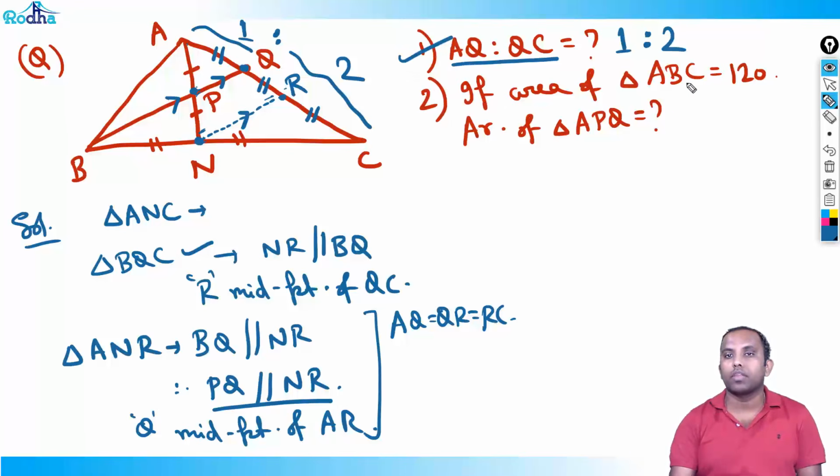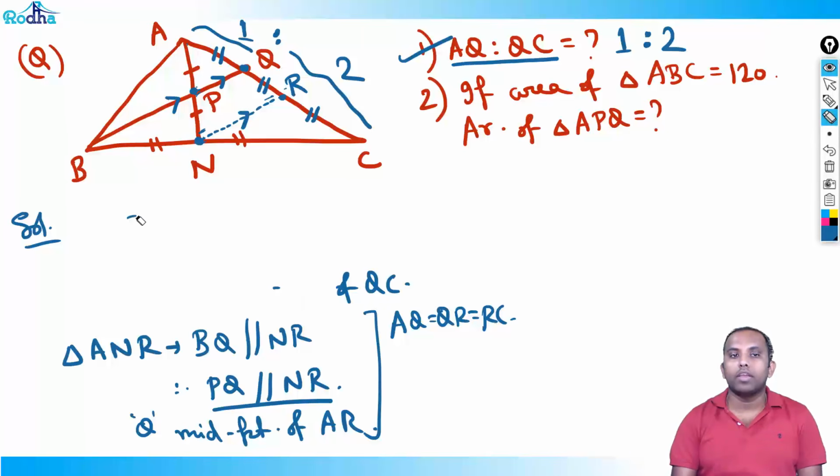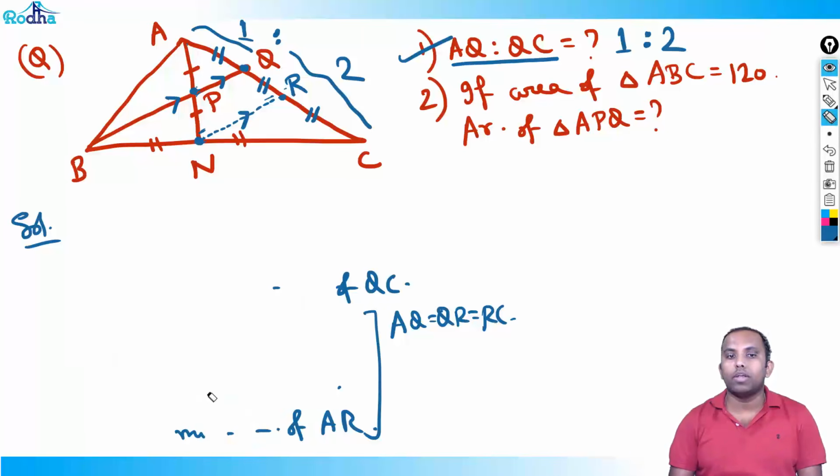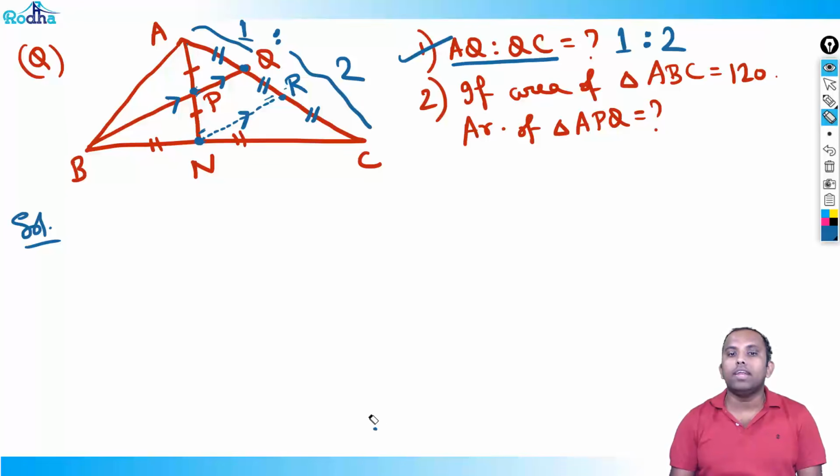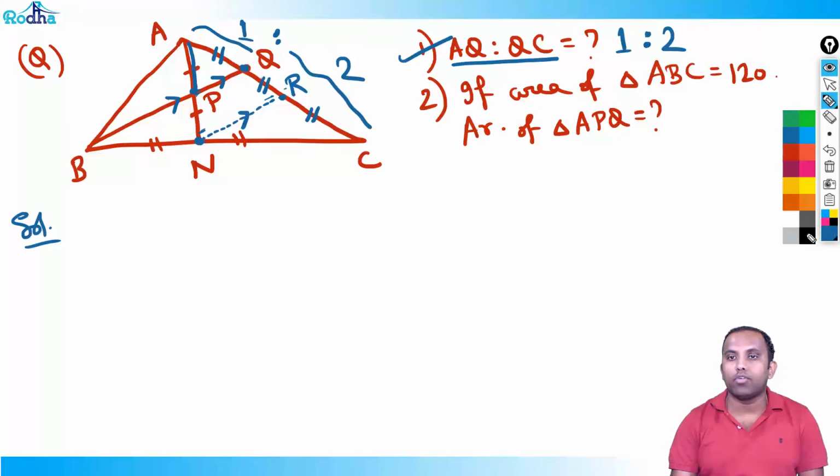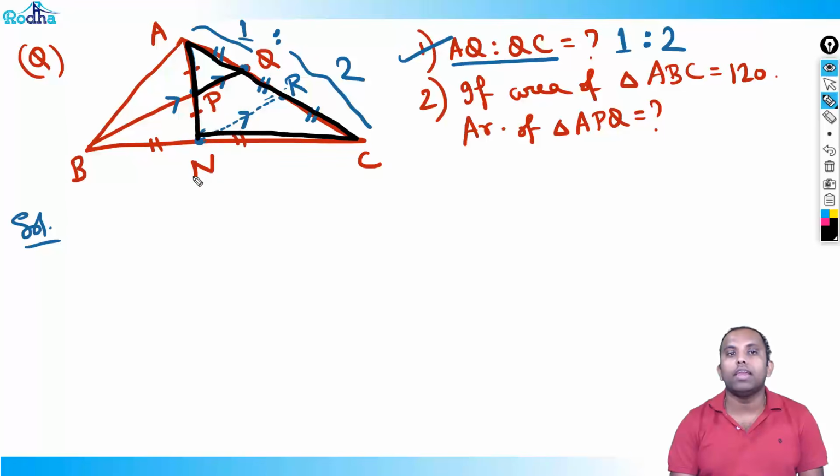First one we did, now second one. If the area of triangle ABC is 120, then find the area of triangle APQ. See, you can see here directly that I need to connect from triangle to triangle. I'm trying to find triangle APQ. Now it is part of triangle ANC, right?